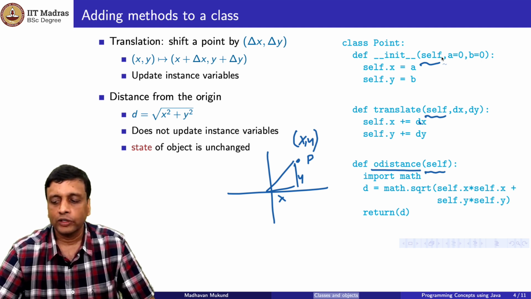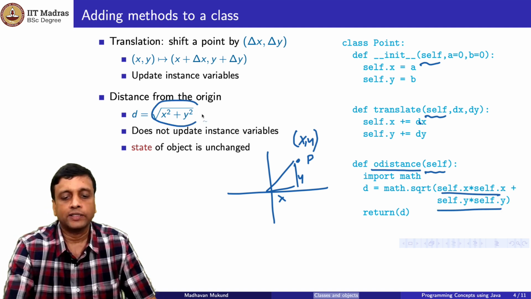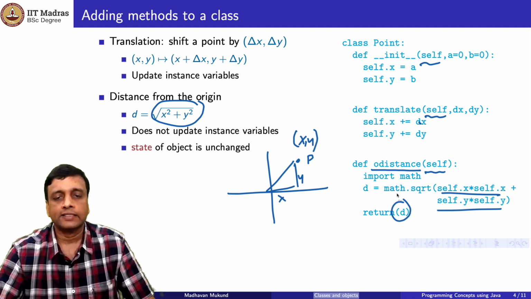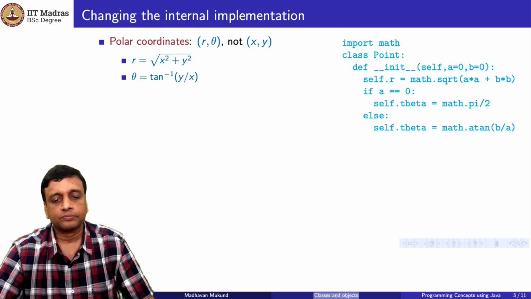And what does o_distance do? It looks up the current value of self.x and self.y and it performs this calculation. It takes the square root of x squared plus y squared and it returns d without changing x and y. So this is just a reporting function. It's telling us some property about the point without updating its state.